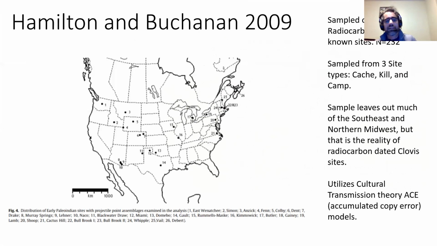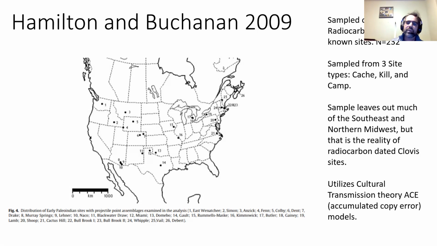So Hamilton, Buchanan, Collard, and others have come out with a ton of papers. And in these papers, they've been taking an evolutionary archaeology perspective. In some of their original data set work, they had a sample size of 232 projectile points. I would consider most of them to be Clovis. I think they considered most of them to be Clovis. Some of the points in the Northeast are certainly debatable.